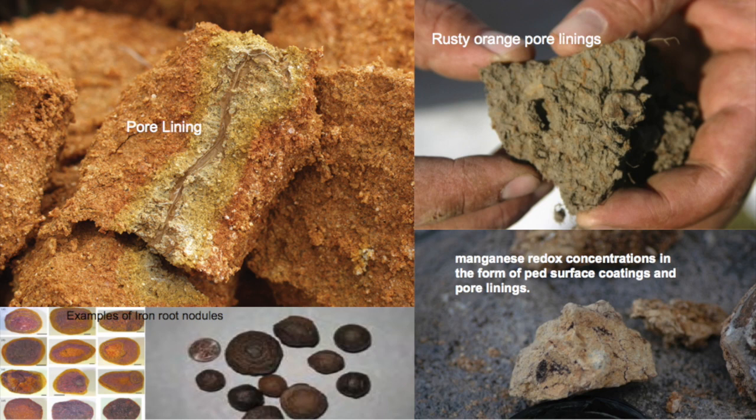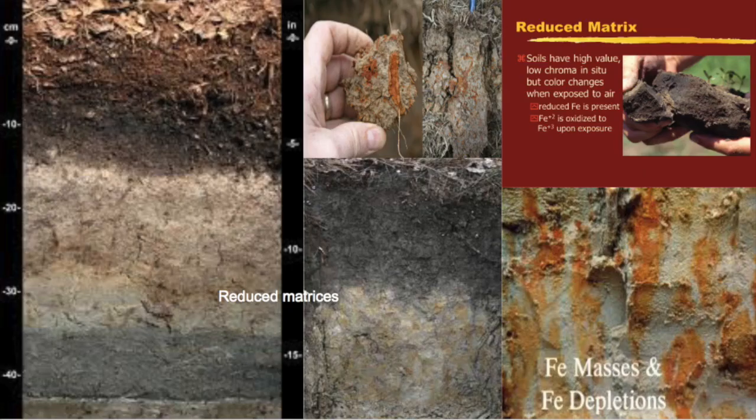Redox concentrations typically occur in well-drained soils where oxygen is present. Reduced matrix soils are signified by reduced iron and manganese being present, which changes color when exposed to air. Oxides in this soil have not been completely stripped out, so we can infer it is anaerobic, but there are still small areas, like macropores, where oxygen is present and oxides still remain.